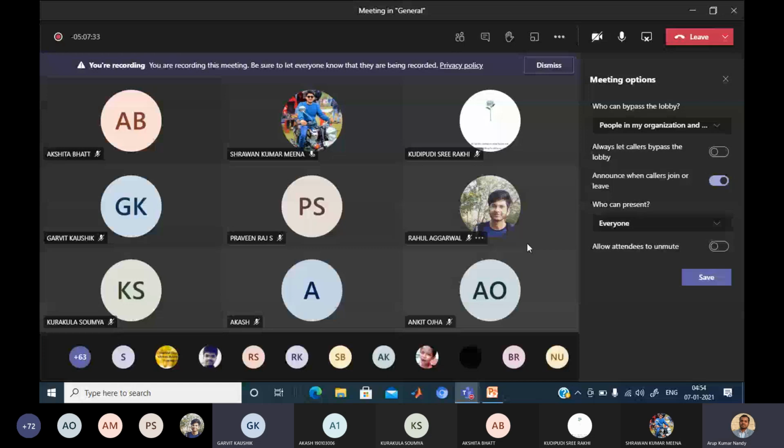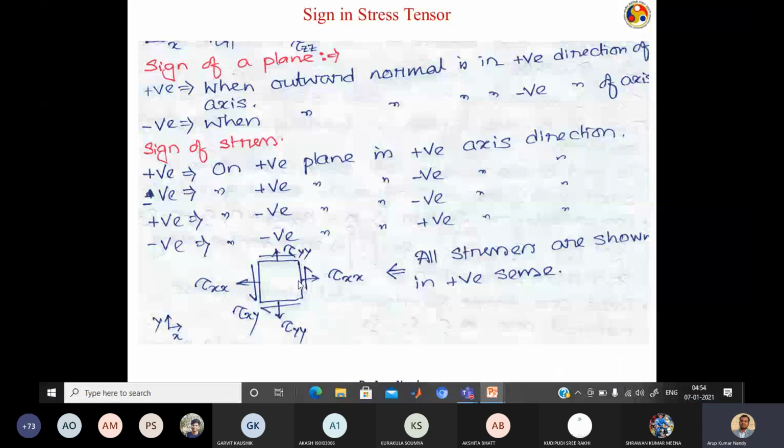Yes, sir. Who is asking? Yeah, Garvit. So you understood that now. So this is your positive x plane, and this is your negative x plane, right? Yes, sir. Now what I am telling is that on this picture all stresses are in positive sense.